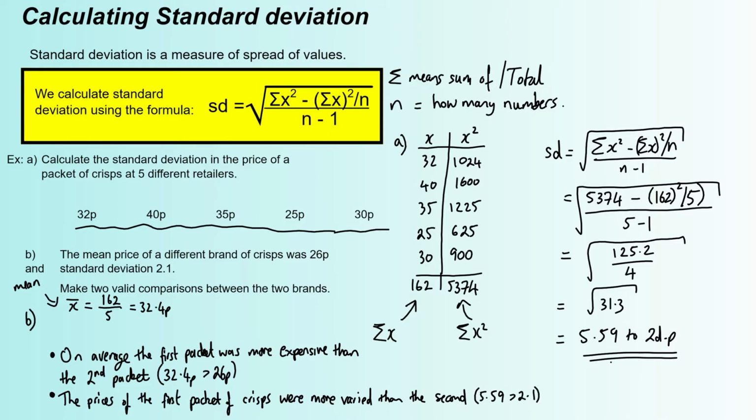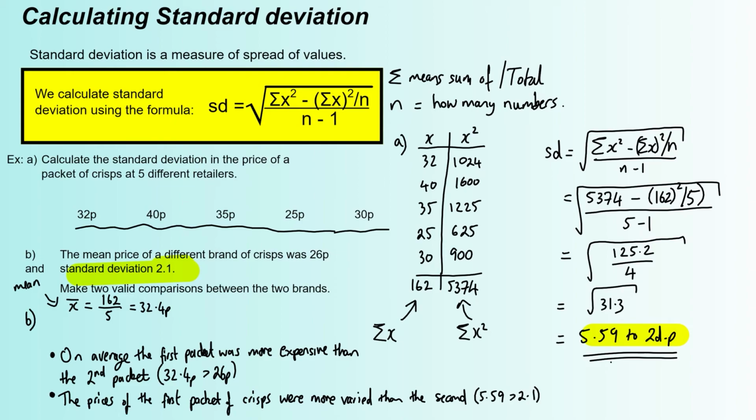Okay, so we're comparing this value and this value here. And again, you could say the price of the second packet was less varied than the first, and just flip that and then make sure you write the correct statement at the end. It's up to you whether you compare first to second or second to first. As long as you do it in the context of the question, that's fine. And that's the real common thing people miss out. Make sure you always relate it back to the information in the question.